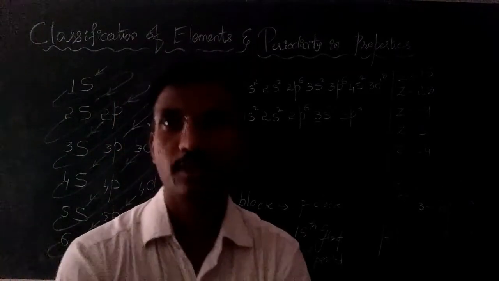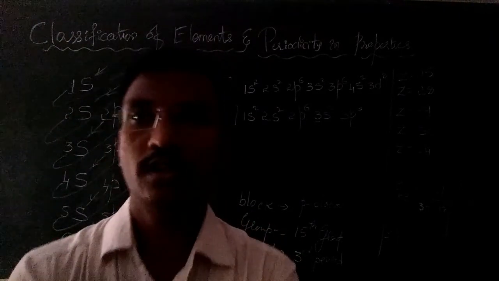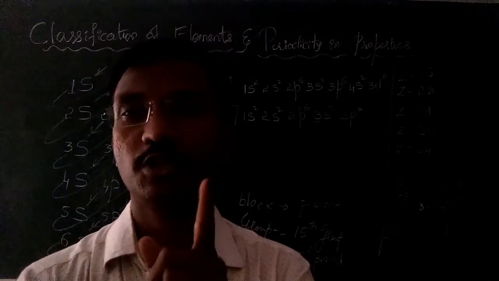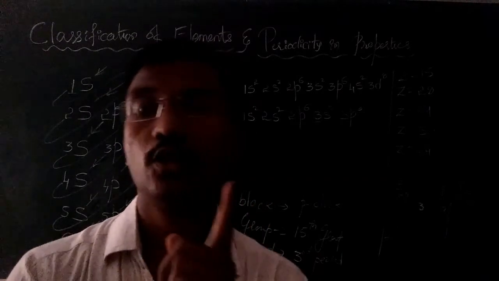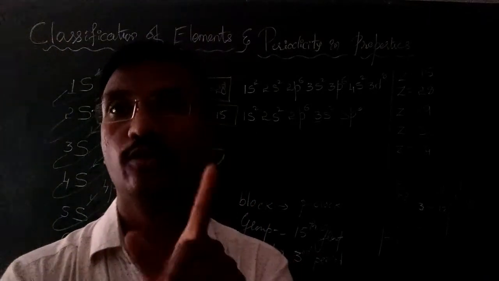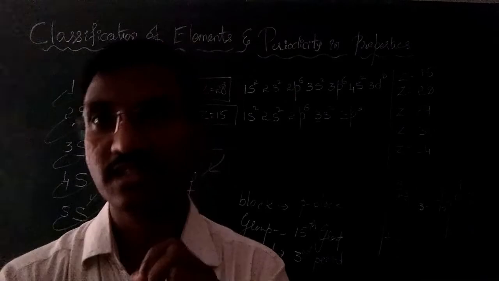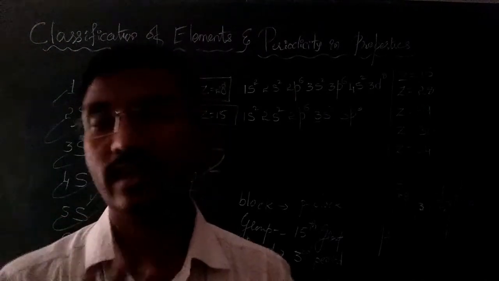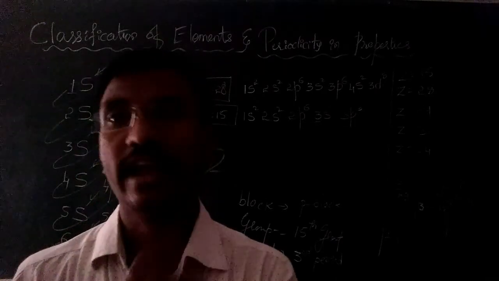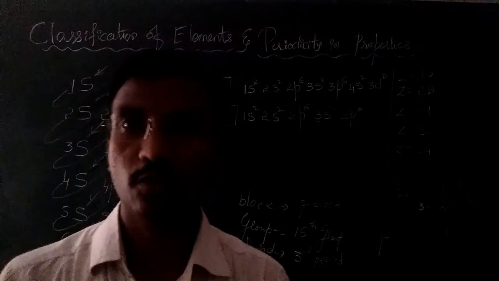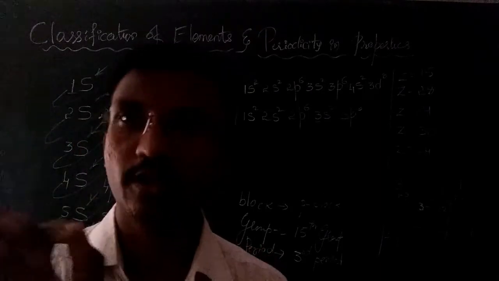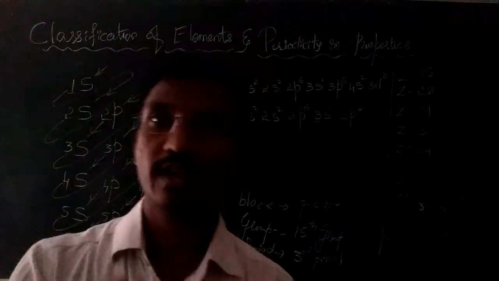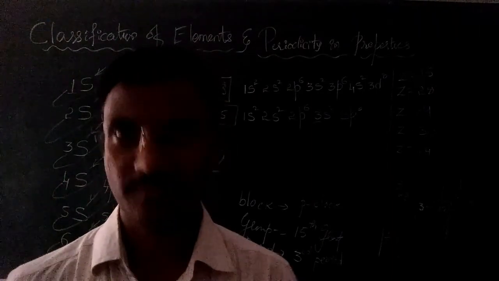I will give you one work to do right now. Just pause the video and write the electronic configuration of atomic number 24 and 29. This is most ensured. If they ask the electronic configuration, they will definitely ask only these two, atomic number 24 and 29. Why, you will come to know. So for that reason, pause the video right now and write it fast.